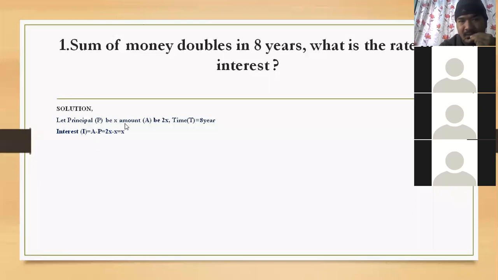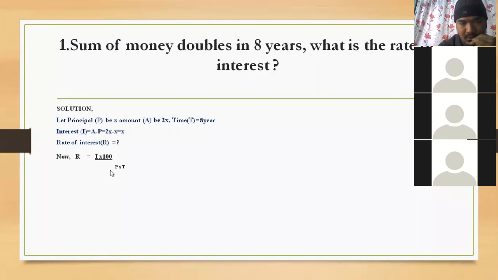And now look here. Interest. We know if amount and principal are given, we can find interest. Interest equals A minus P. 2x minus x, it will come x only, right? And here, rate of interest is what we are asked to find. Rate of interest equals I into 100 by P into T. This has gone a little bit to the right side. It must be below this one, this I into 100 by P into T.